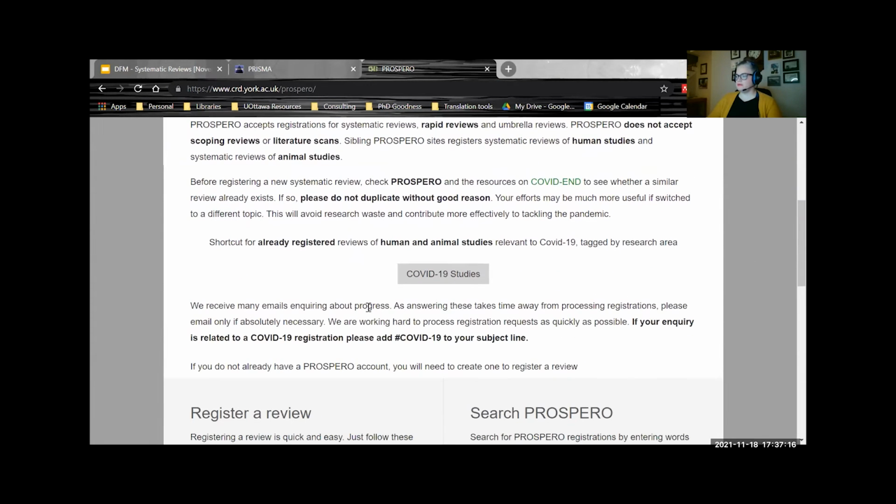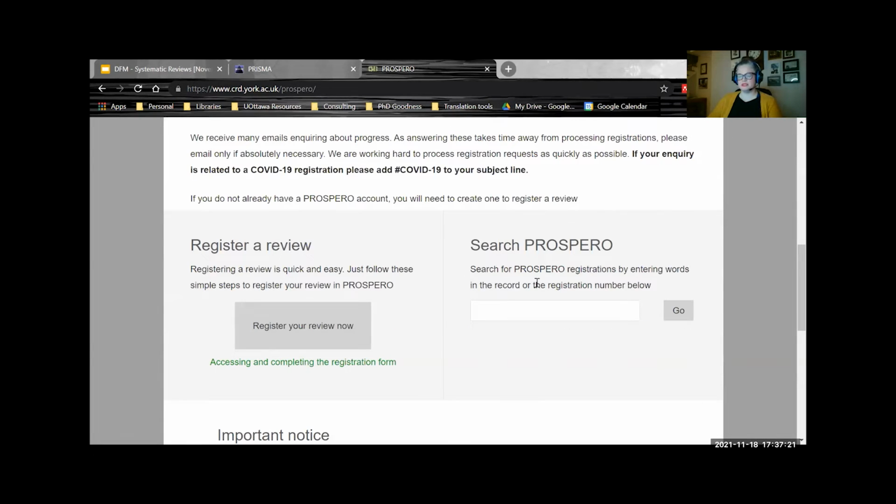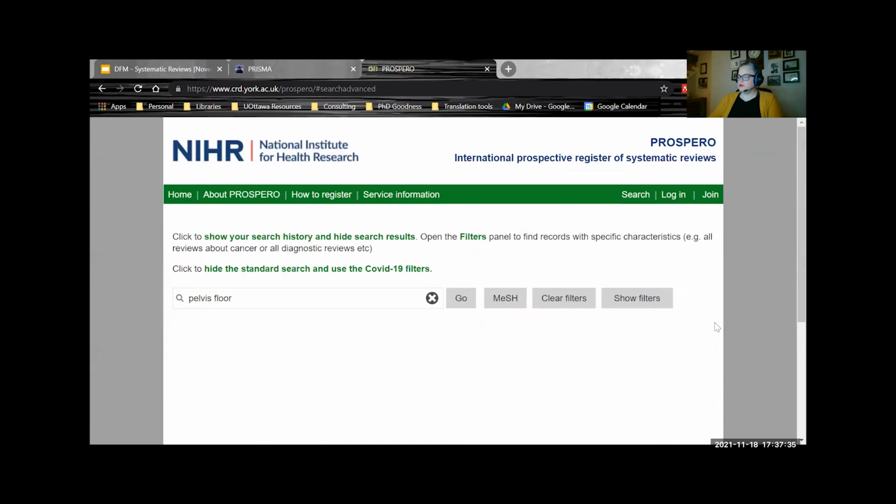And so a lot of them can be COVID studies, but what you can also do is search PROSPERO. This is another place where you can double check to see if there is a review already on your topic, but that it's being planned. It just hasn't been published yet. So if you are doing, for example, the pelvic floor, okay, you can hit go.